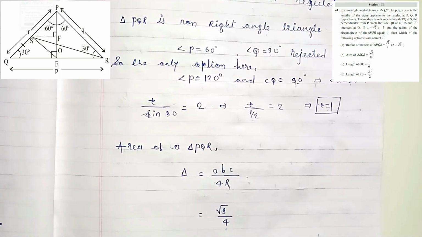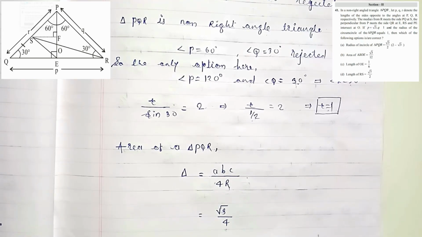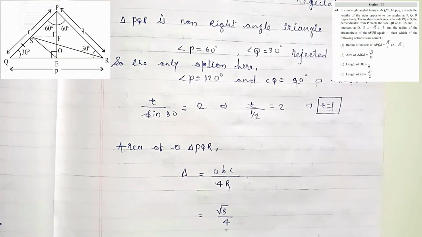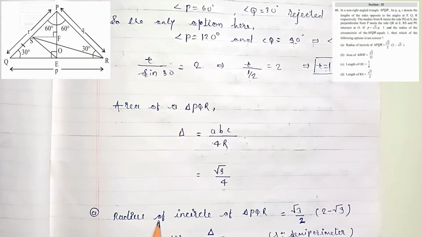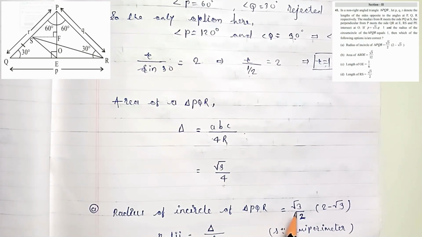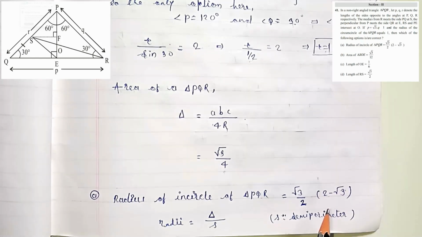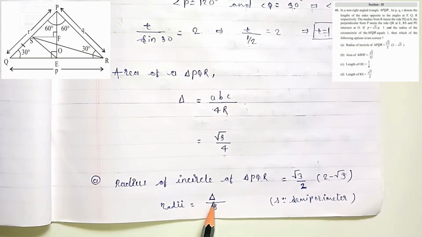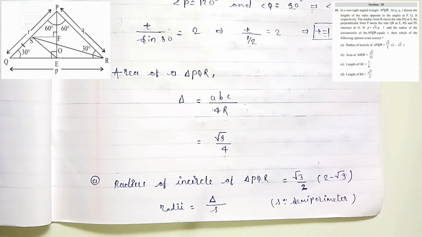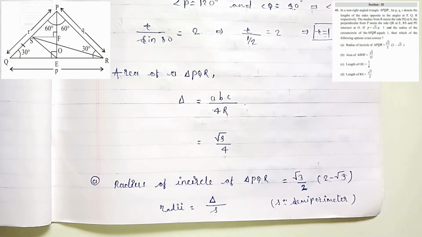Now let's move to our options and see which one is correct. Our first option says that the radius of the incircle of the triangle is √3 by 2 times (2 minus √3). For finding it we use the result area of the triangle upon semi-perimeter. The semi-perimeter of a triangle means we add the 3 sides and divide by 2.